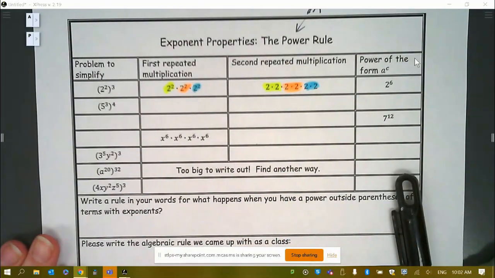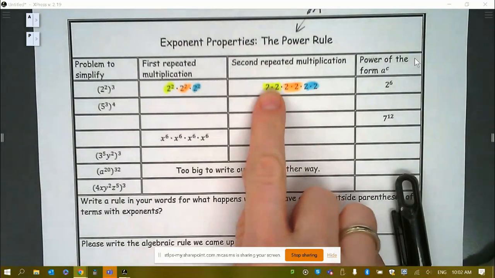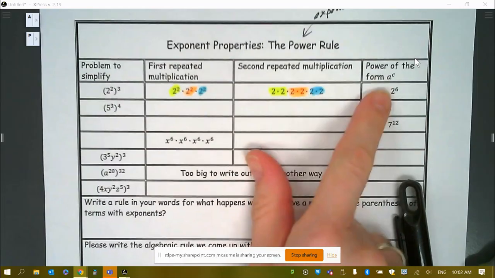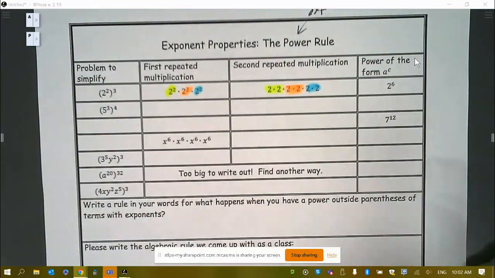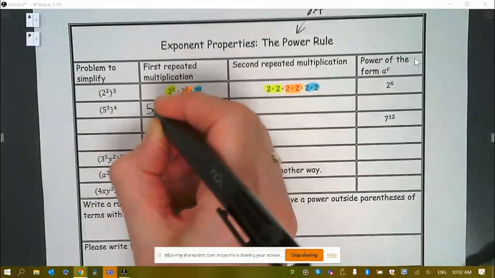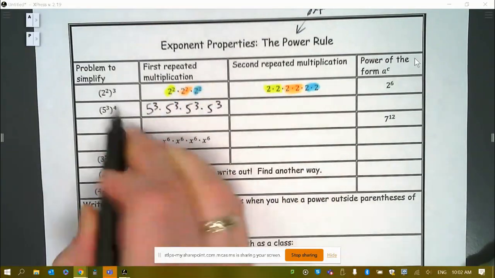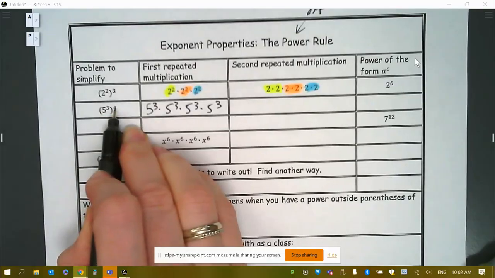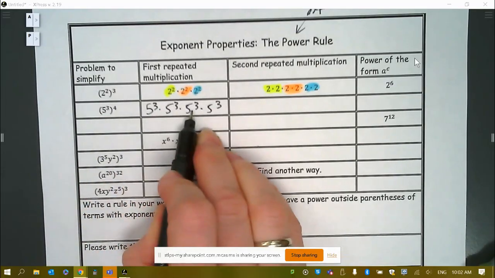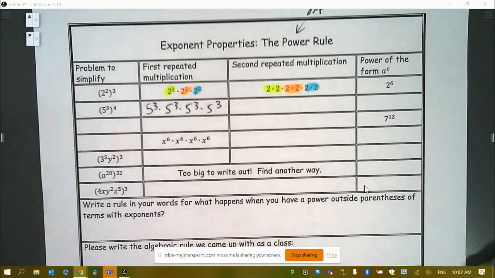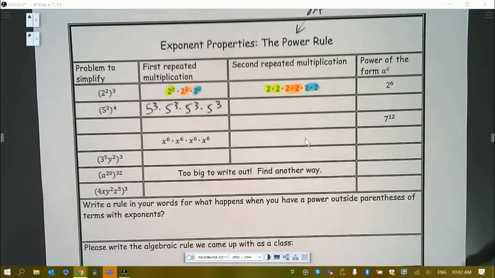So total, how many 2 to the seconds do I have? Well, I have 3 2 to the seconds, but that's also the same as thinking about 2 plus 2 plus 2, which gives me 2 to the sixth. Okay, so thinking about this one, right? It's 5 to the third times 5 to the third times 5 to the third times 5 to the third, because I'm repeating 5 to the third 4 times. Okay, hopefully that is clear.